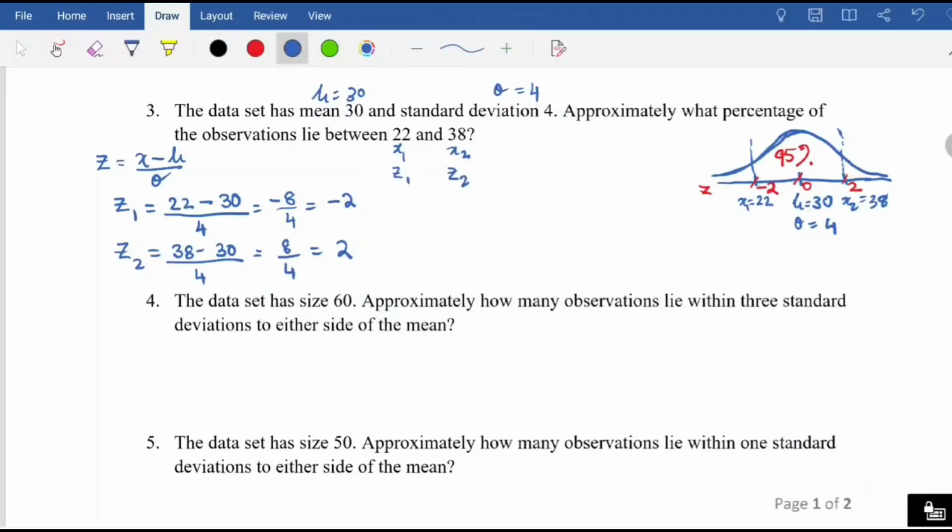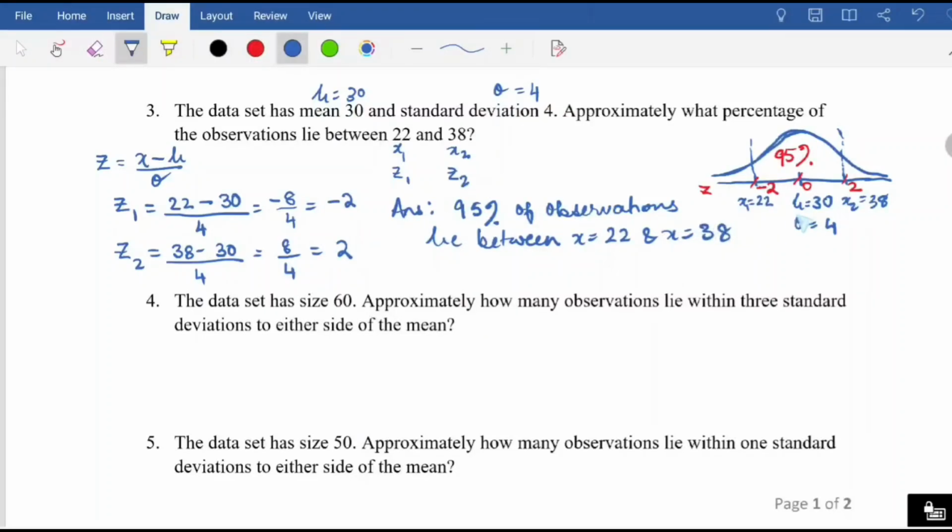So we are going to write for our answer 95%, and that we know using the empirical rule that was given to us. And so 95% of observations lie between x equals 22 and x equals 38, right? Between this interval. Okay?